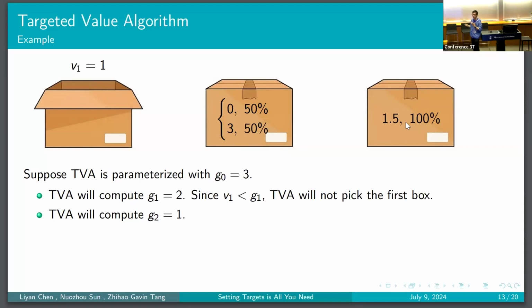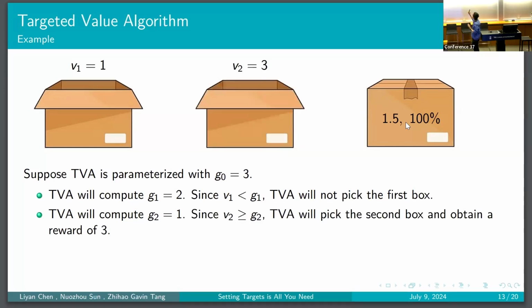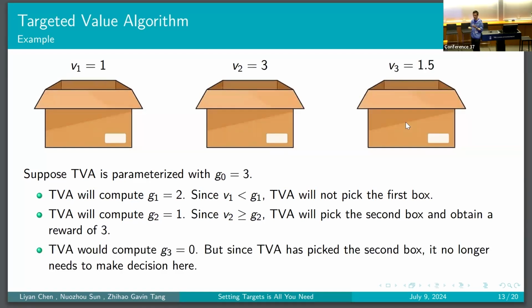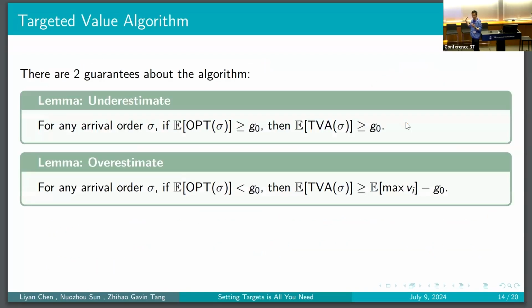And because G1 equals 2, it is possible for us to achieve G0. And if the value inside the second box is 3, then we will pick this box and leave. Also, we will compute that G3 equals 0, which means we don't need additional reward to achieve G0. And because in this concrete example we already picked the second box, we will no longer make decisions here.